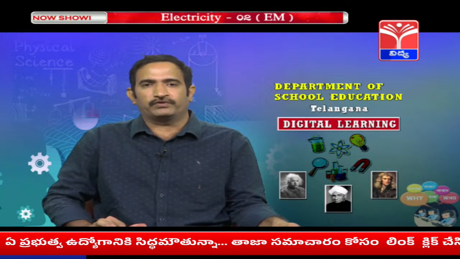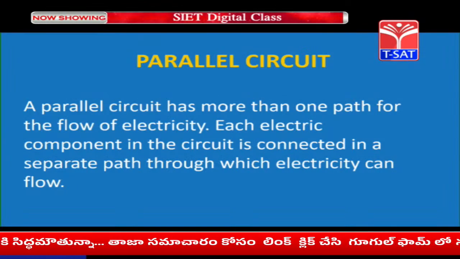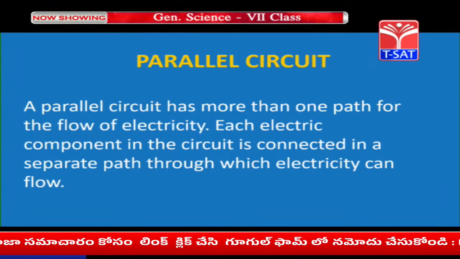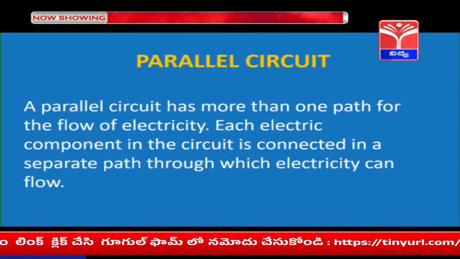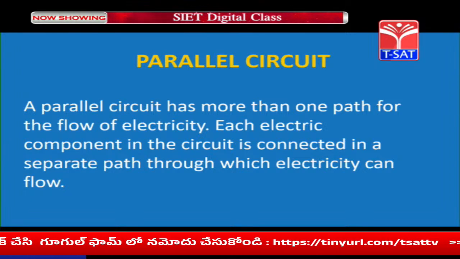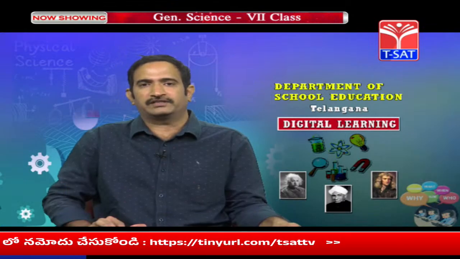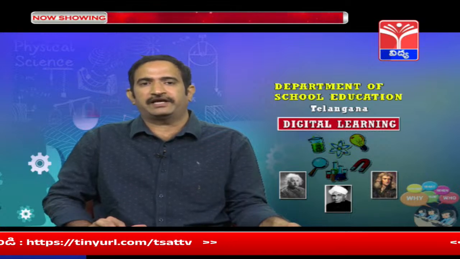Now we will go for the parallel circuit. A parallel circuit has more than one path for the flow of electricity. Each electrical component in the circuit is connected in a separate path through which electricity can flow. Here there is more than one path. Let us see in the diagram.